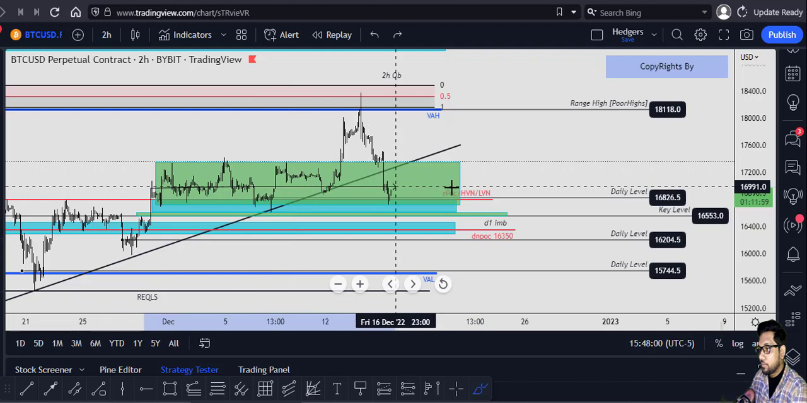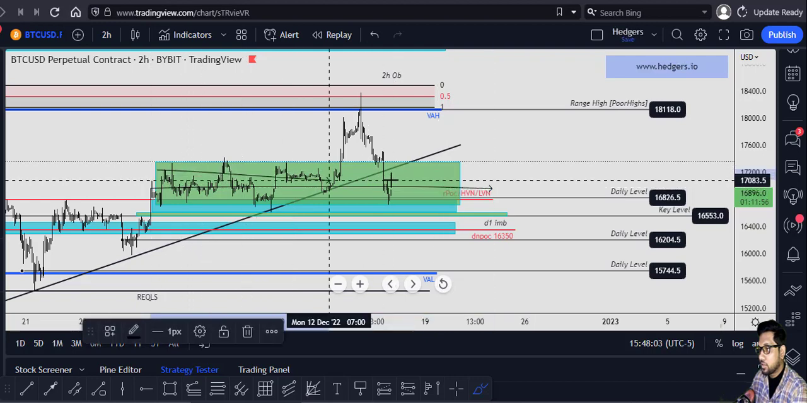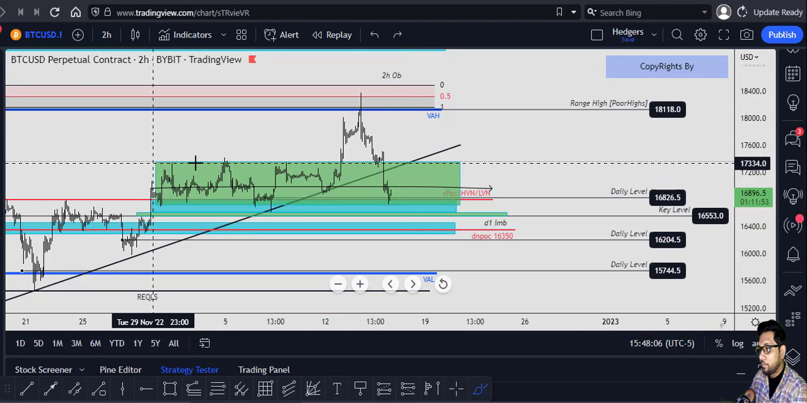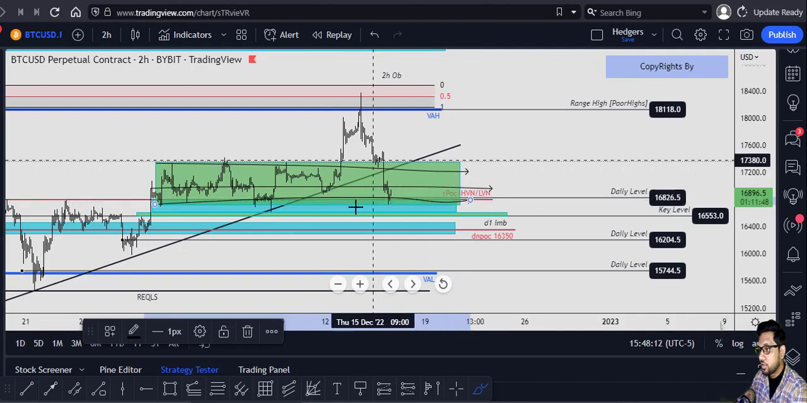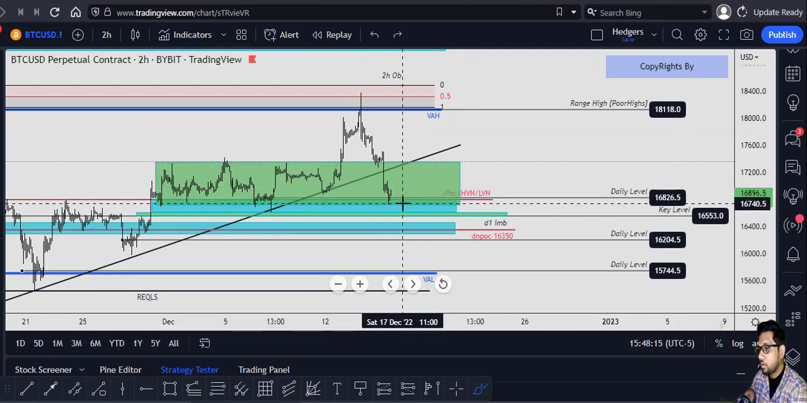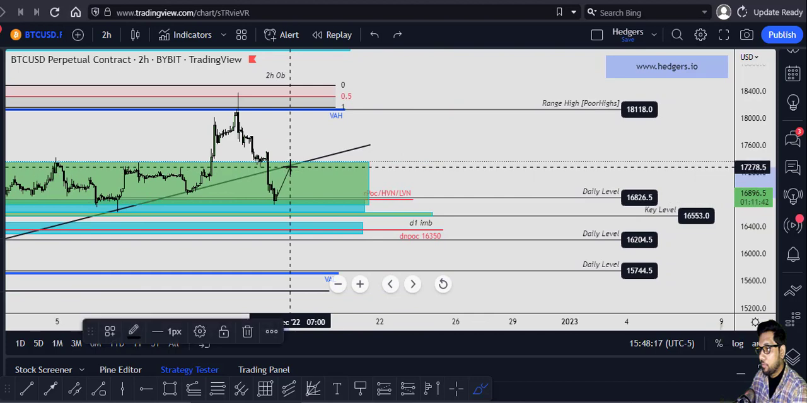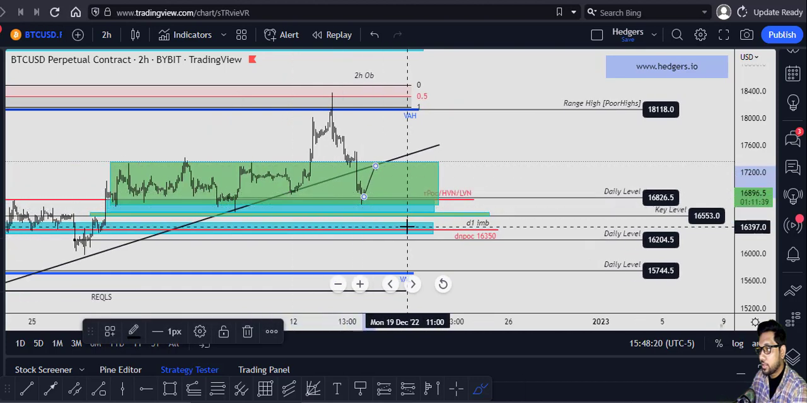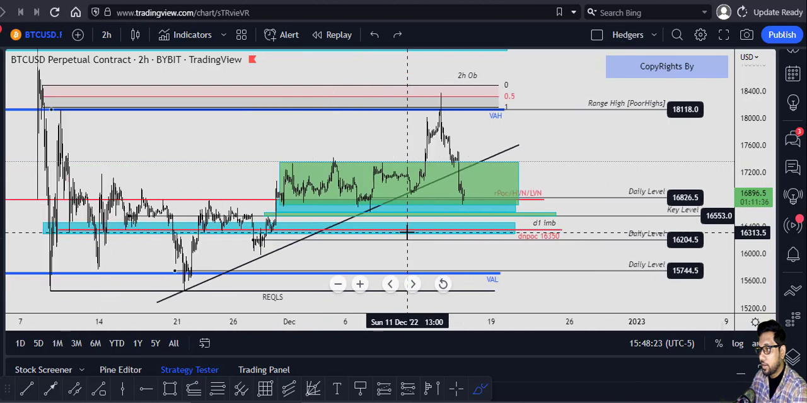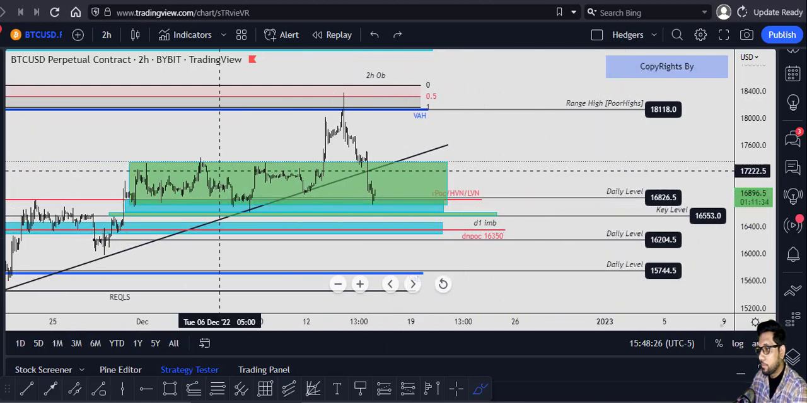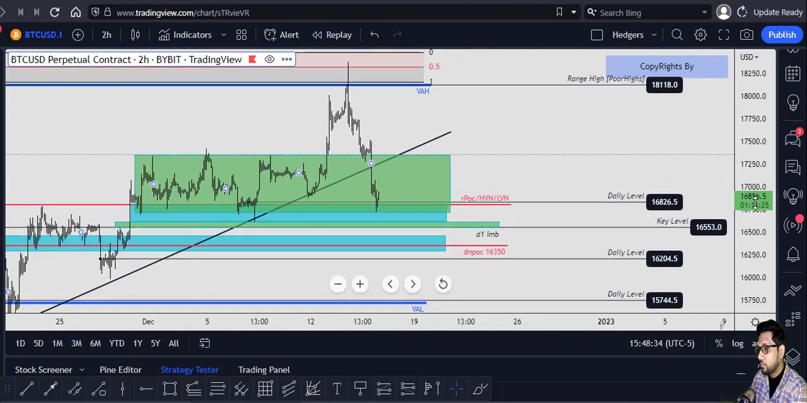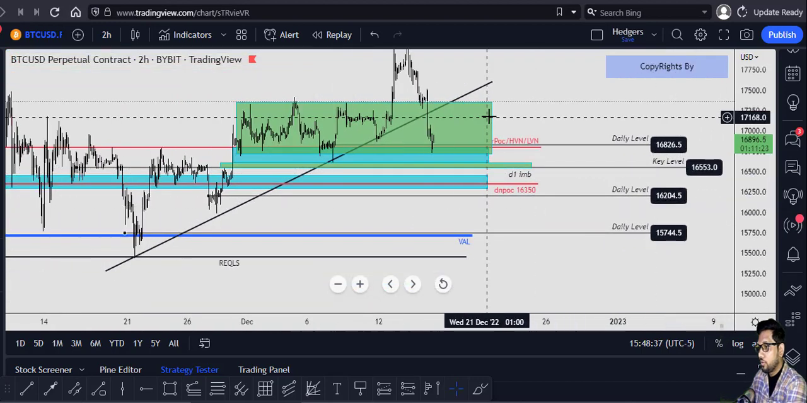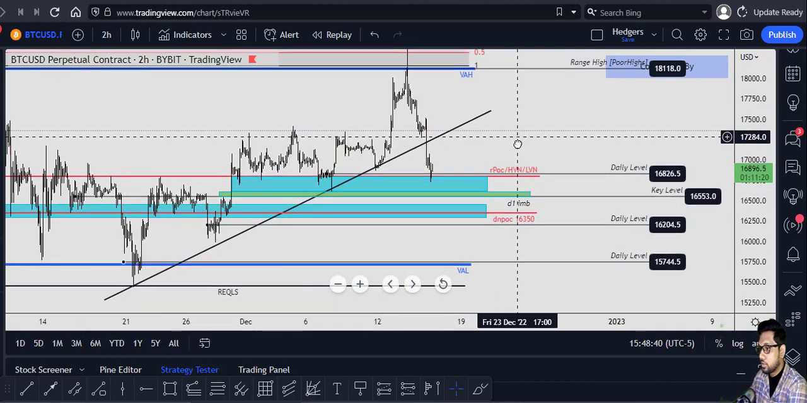So it really makes sense to just look for the price in this range. Retest of this trend line is what I am anticipating right now. So yeah, this is all for Bitcoin right now. I will give you just an overview of the next trade in this video.